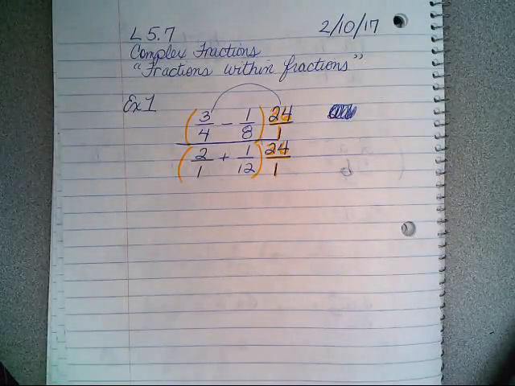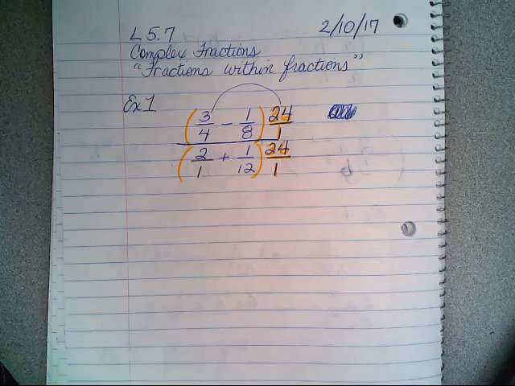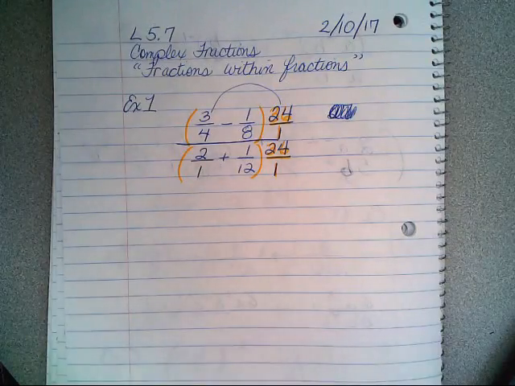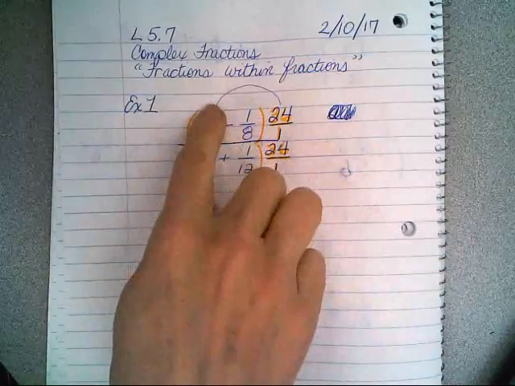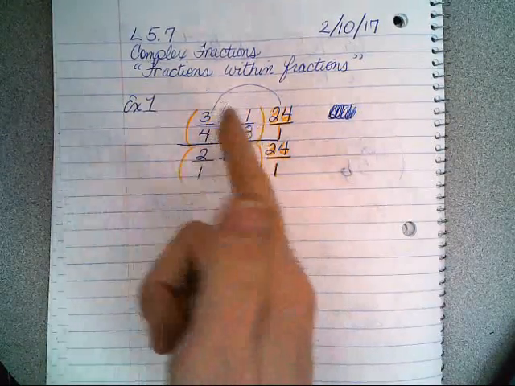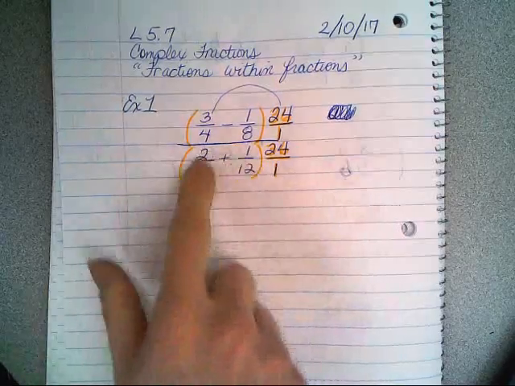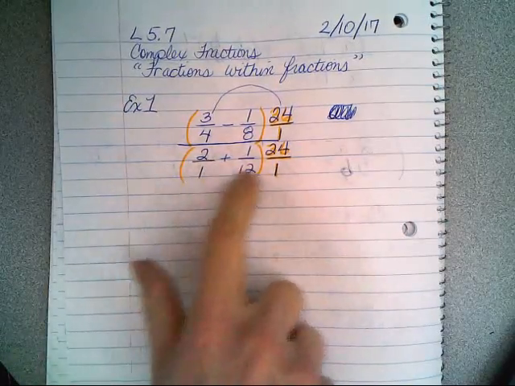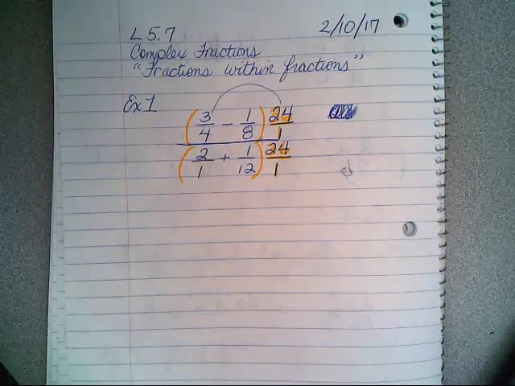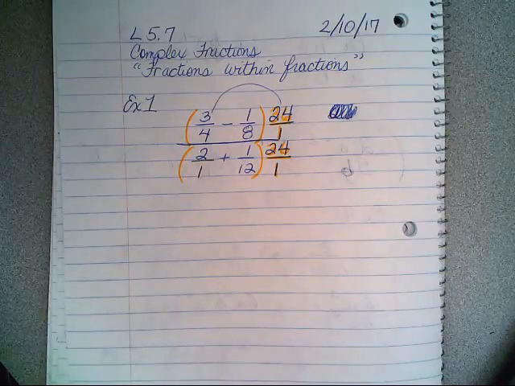If you read through lesson 5.7, you're going to find that we're dealing with fractions within fractions. And there's two basic methods that you can use. Method 1 is to solve the numerator by subtracting, in this case, common denominator would be 8, solve the denominator by adding, in this case, common denominator would be 12, and then perform the rest of your problem's division.